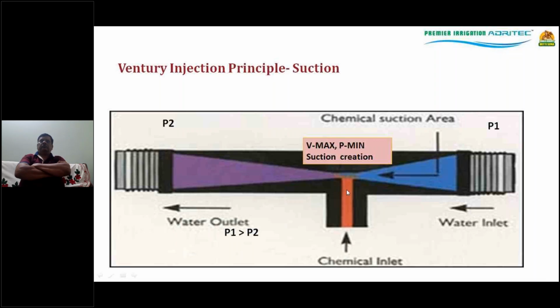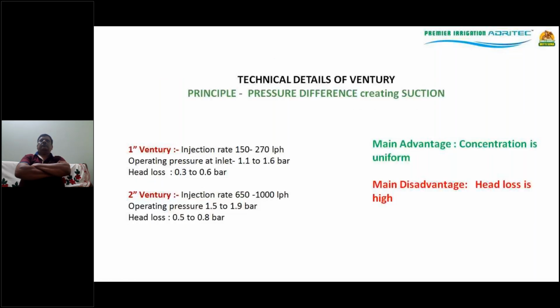So you can imagine I'm having a glass of juice and I would like to drink it. I can either drink it directly or I can put a straw and then suck it. So exactly in the same way, by the suctional pressure, this fertilizer is going to get injected into the drip system. And this is available in 1 inch and 2 inch size, and generally 1 inch will inject anywhere between 150 to 270 liters. So let us look at it from the farmer's viewpoint.